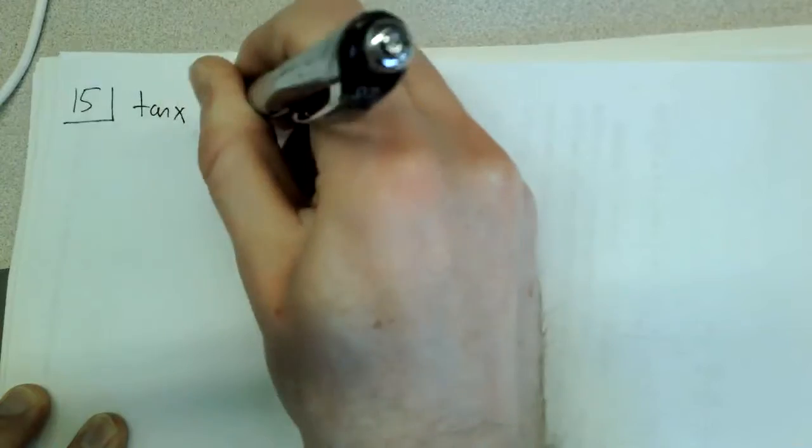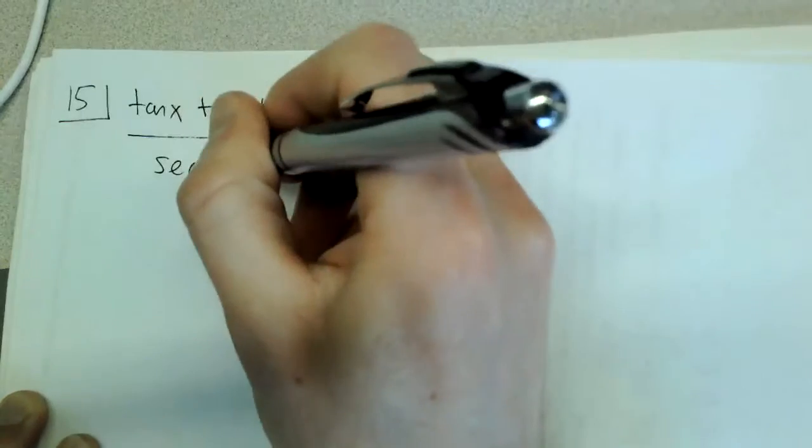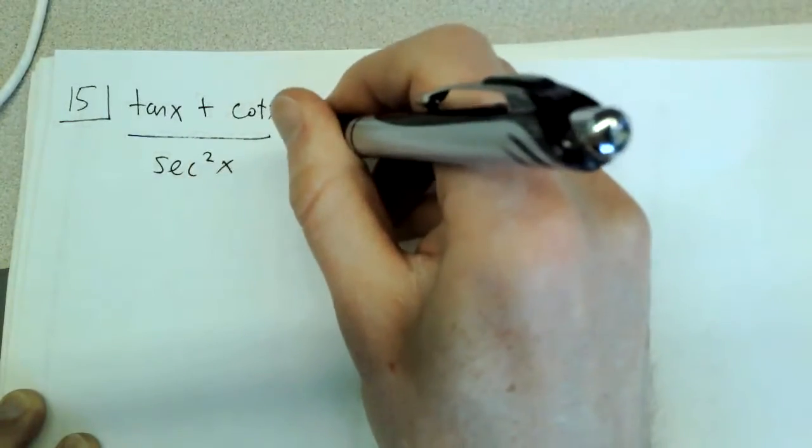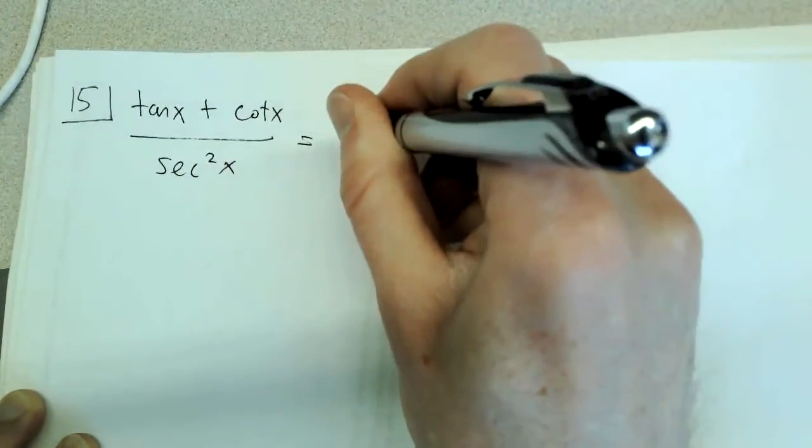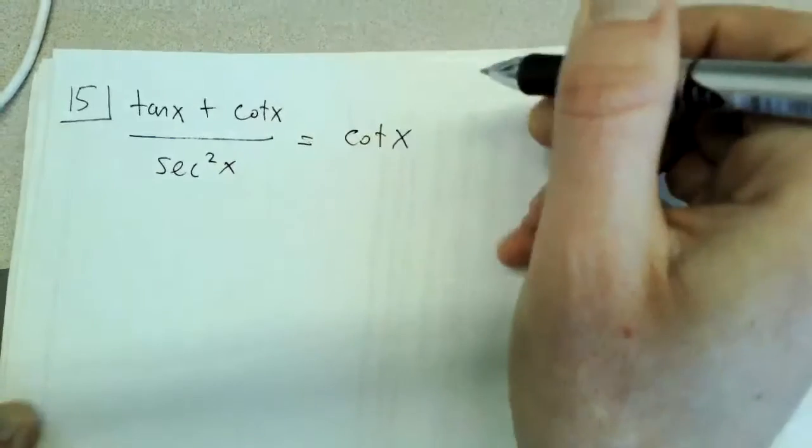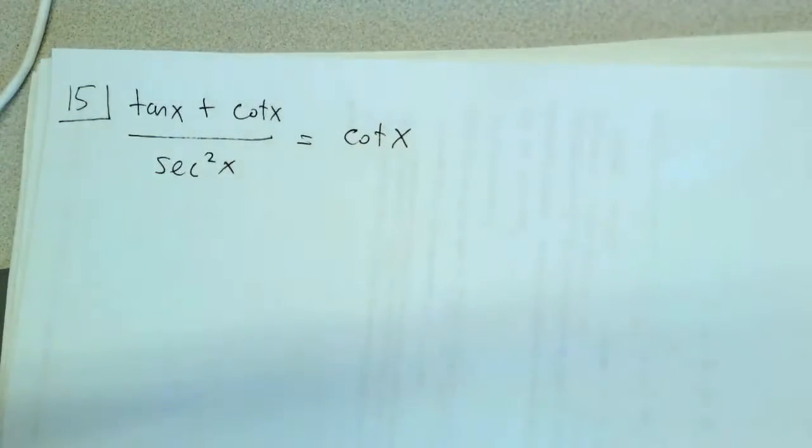15 is we want to prove that tangent x plus cotangent x all over secant squared x is equal to just cotangent x. And this is kind of a hard one. There's a hint that tells you what to do. It says, hint, try converting everything to sines and cosines and then simplifying the resulting complex fraction.